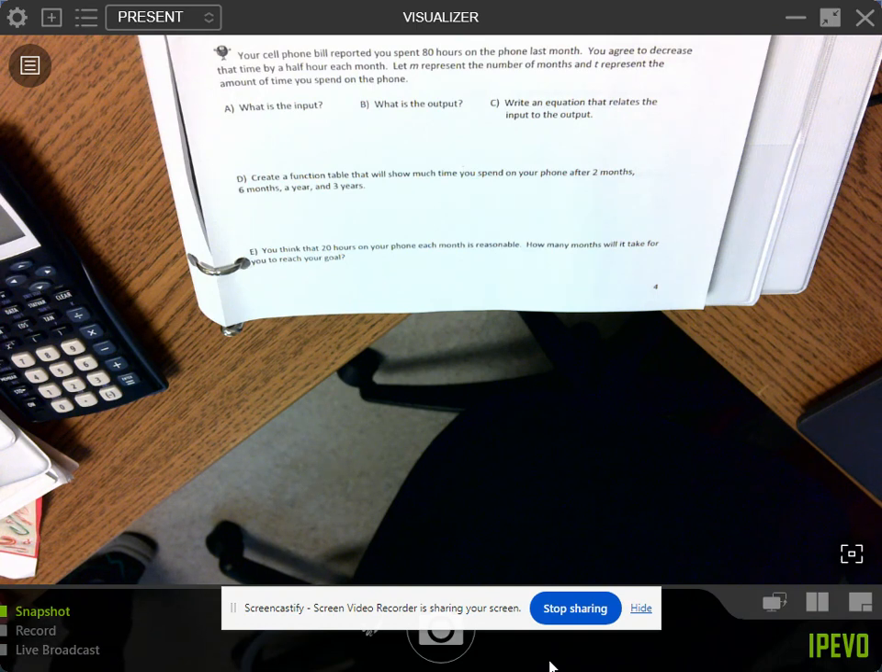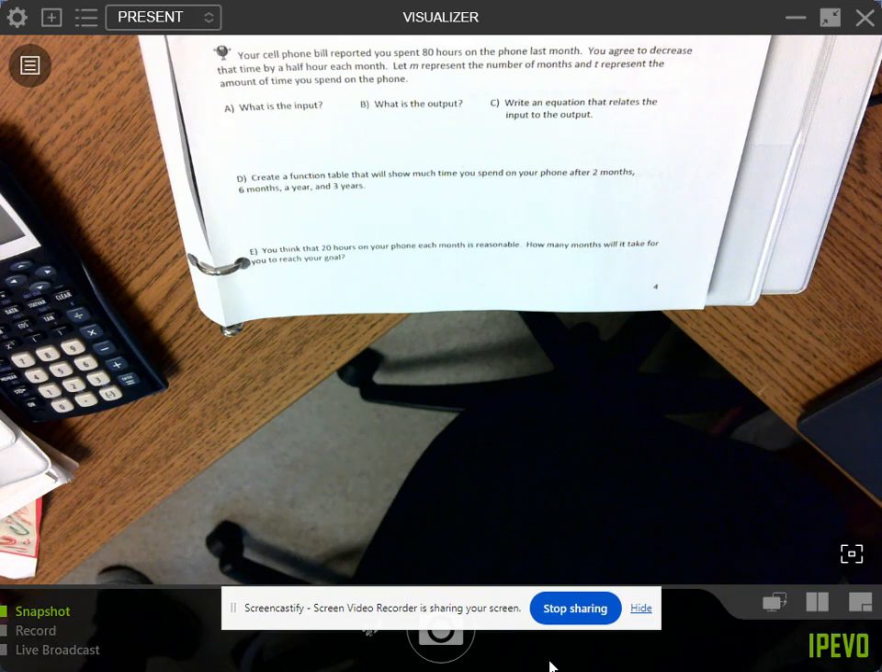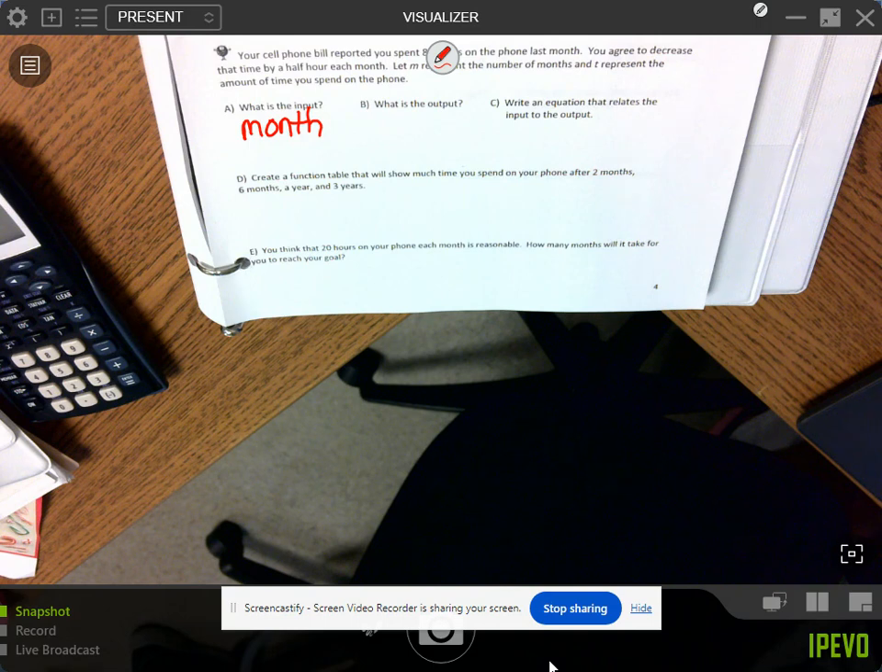What is our input? You're agreeing to decrease your time by half an hour each month. So what is it that we're putting in? What is our input going to be? Jude? Per month. Your months. What is our output? If month is the input, what is our output going to be? So we already did M is the input. So our output has to be the other one, our time or T.